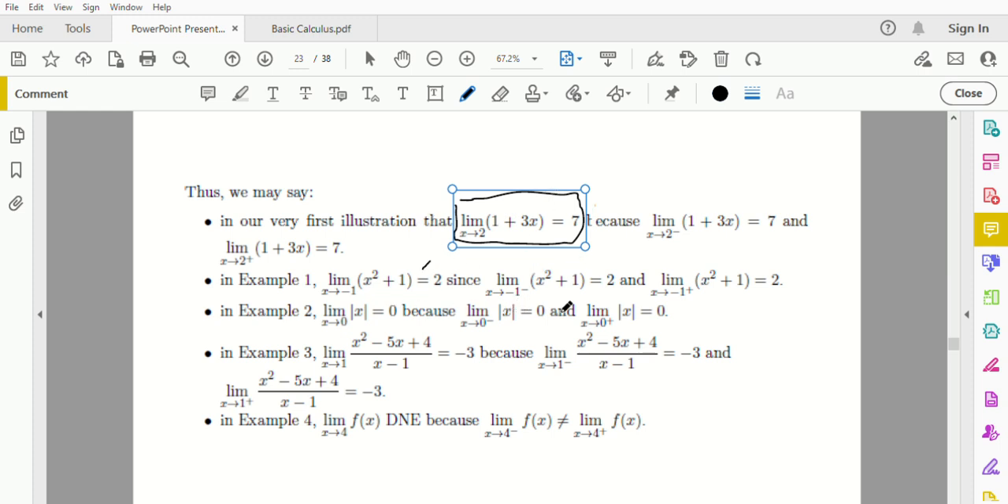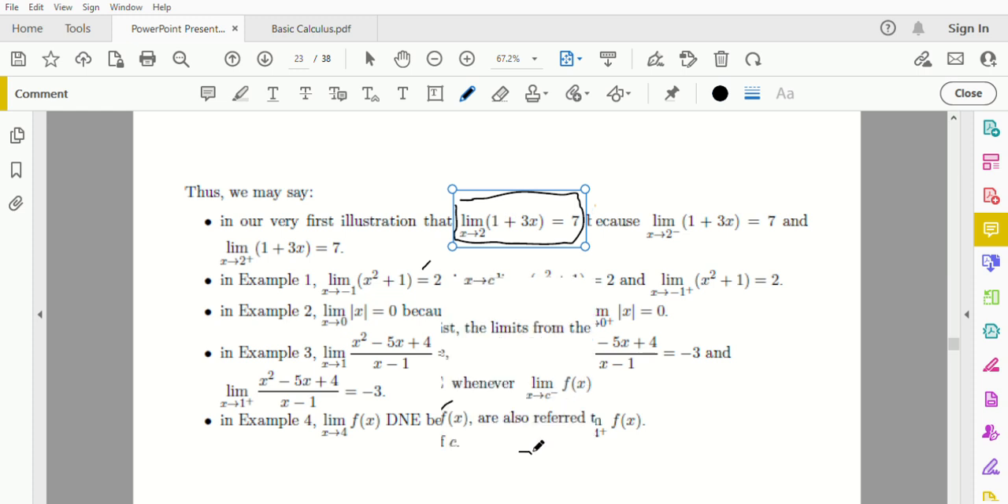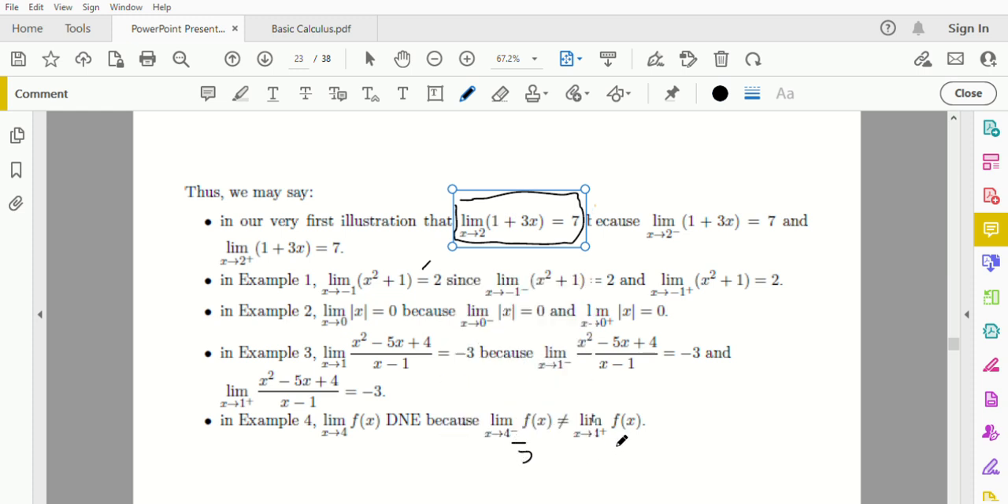As well as with the absolute value of x, and this next example, negative 3. So the overall limit is negative 3. But in number 4, the limit from the left is 5 and the limit from the right is 3. Therefore, they are not equal, so the limit does not exist.